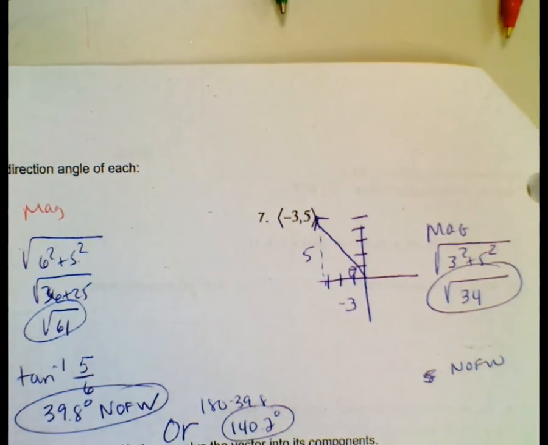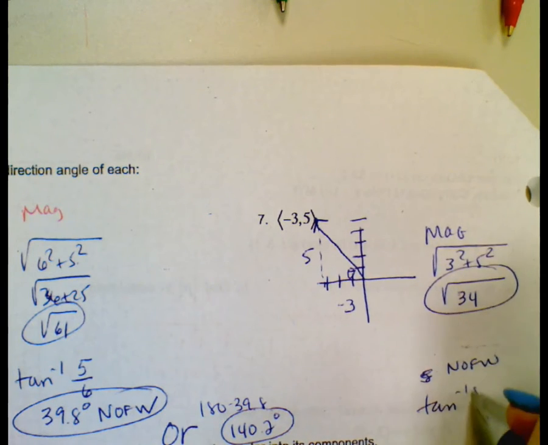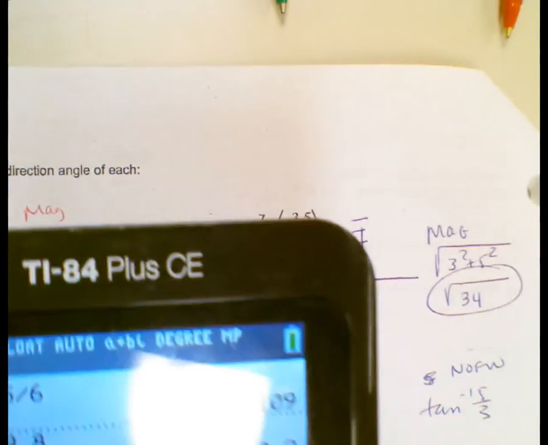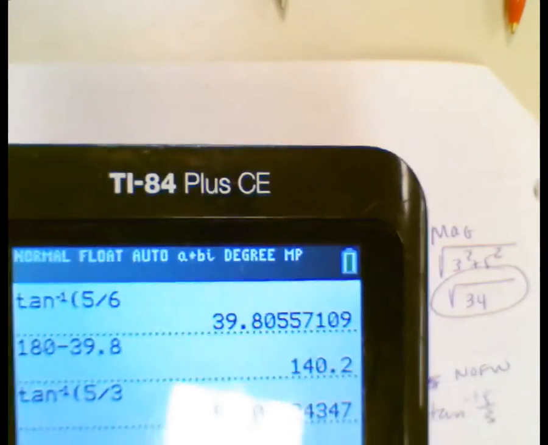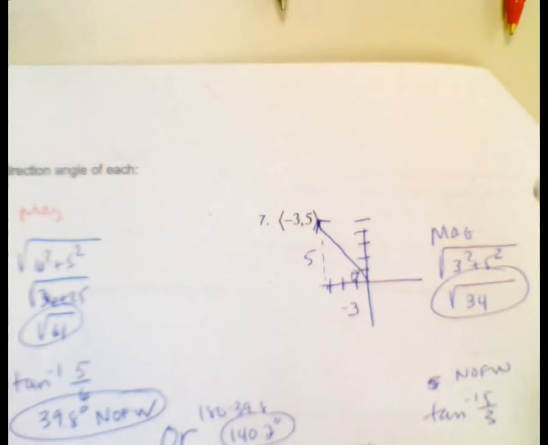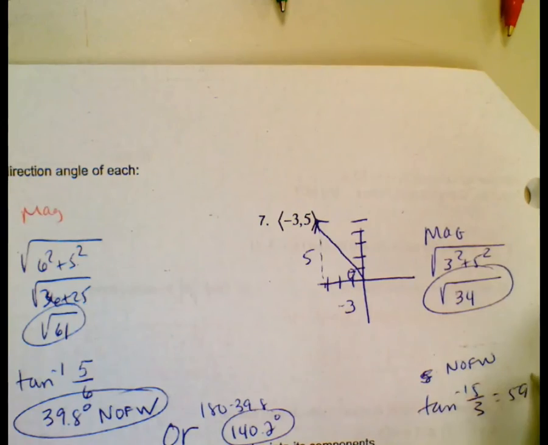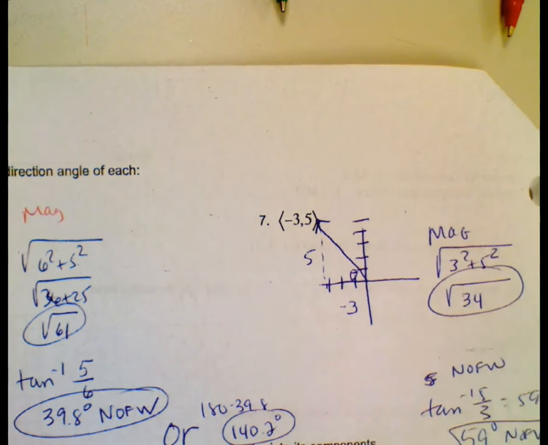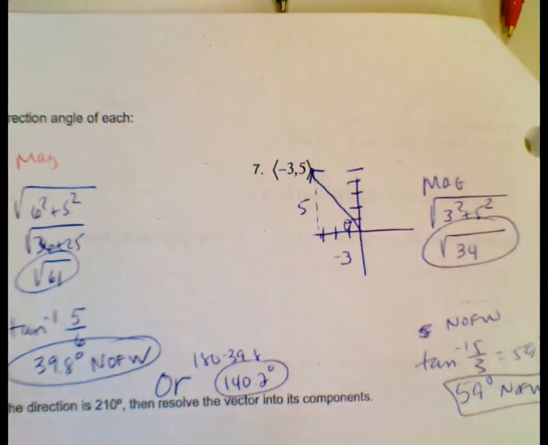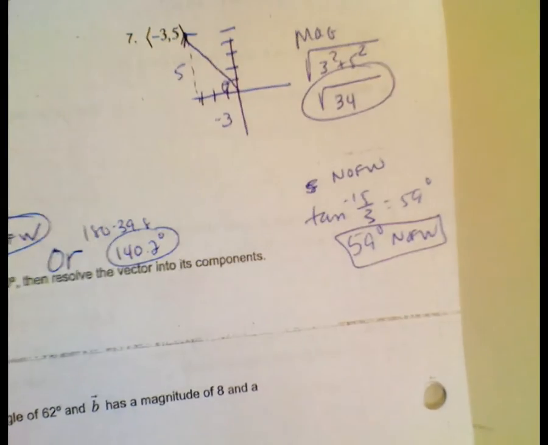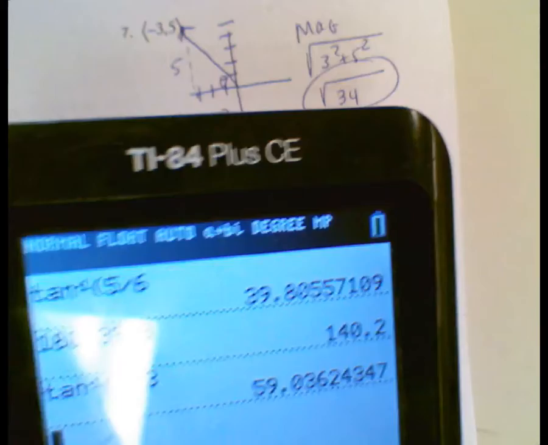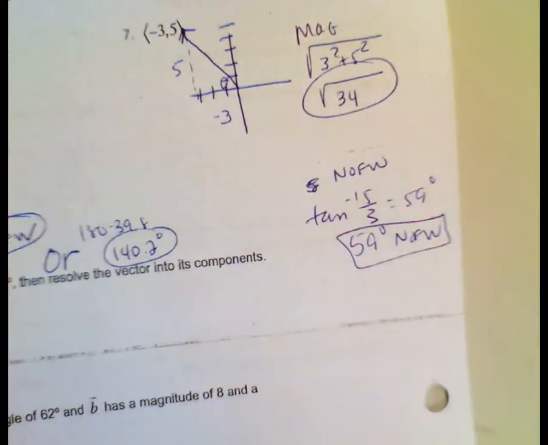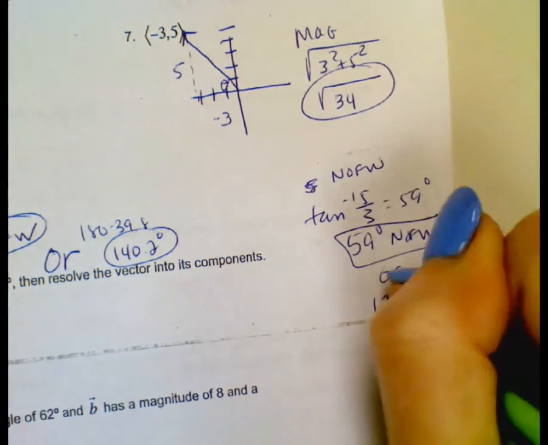And the angle would be arctan of 5/3, which is 59. So you say 59 degrees north of west, because it's going up into the second quadrant. What's another answer for that? You might want to ask yourself, 180 minus 59. So you could also say 121 degrees.